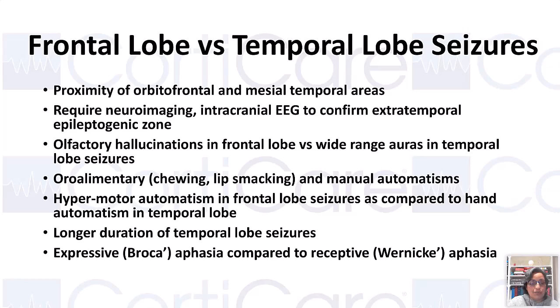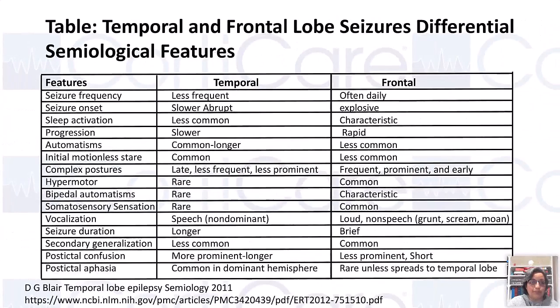And in frontal lobe seizures, we mostly see expressive aphasia, compared to the receptive aphasia in temporal lobe seizures. Now, if that seizure spreads to the frontal lobe, the patient may have global aphasia. This is some of the differential seizure semiology of the temporal and the frontal lobe. Like the seizure frequency, frontal lobe seizures are very many. People get them often, daily. Seizure onset is abrupt with temporal, and the progression is slower, but in the frontal lobe, there is a rapid progression of the seizure.